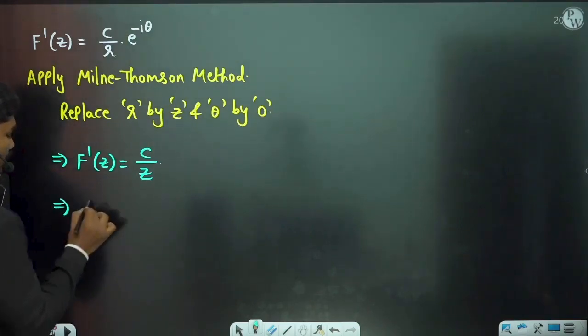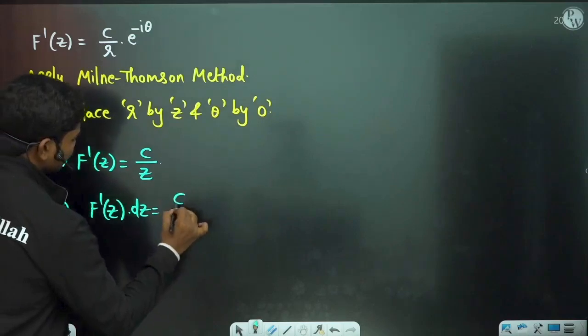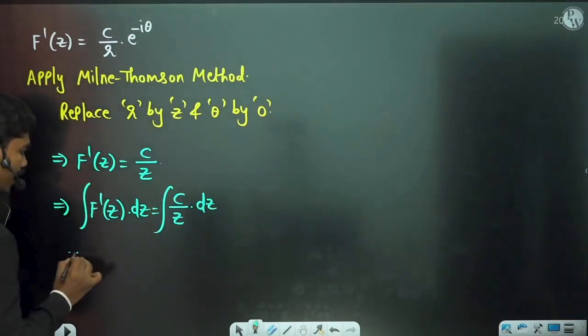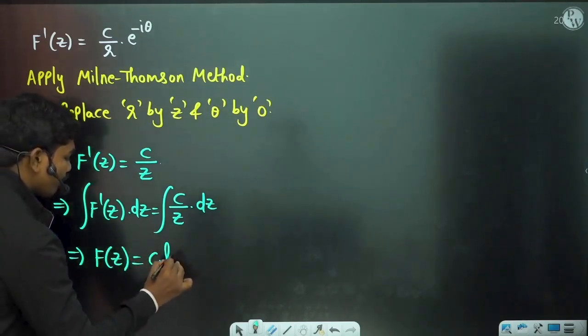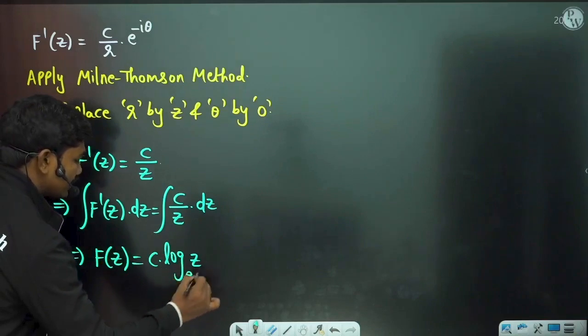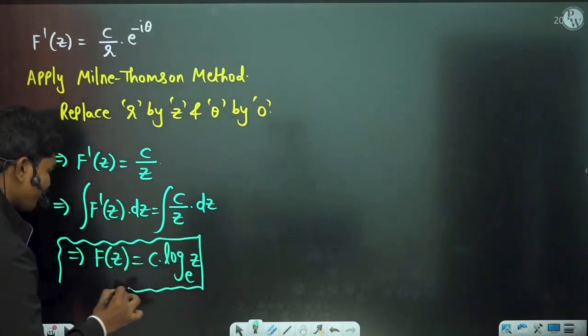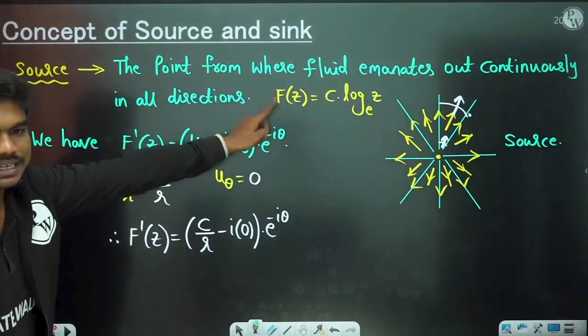So this implies f dash of z dz is equal to c by z dz. Now if you integrate this, then we have the complex potential function as c times the integration of 1 by z, which is log z to the base e. So that's how you have the f of z value as c times log z to the base e. So this is c times log z to the base e that I have written.